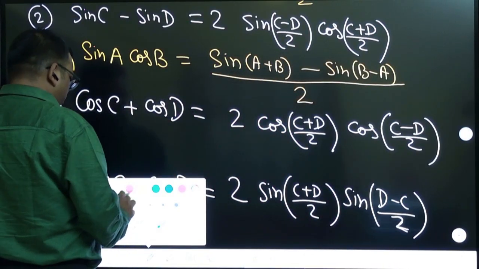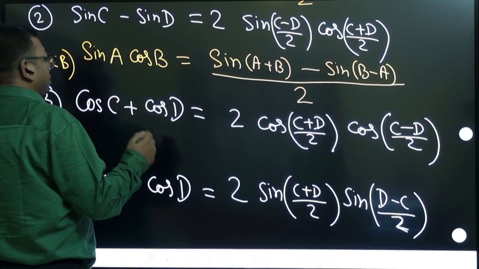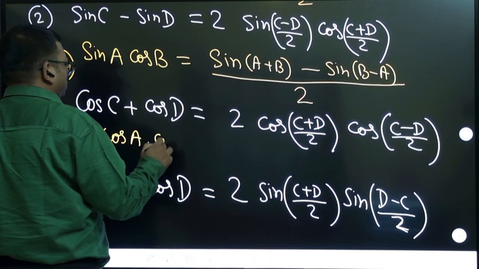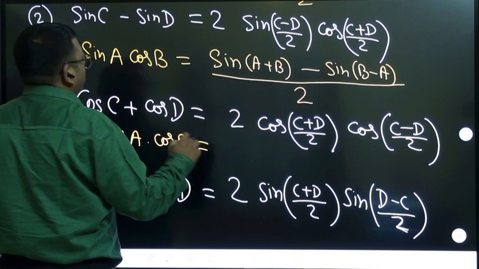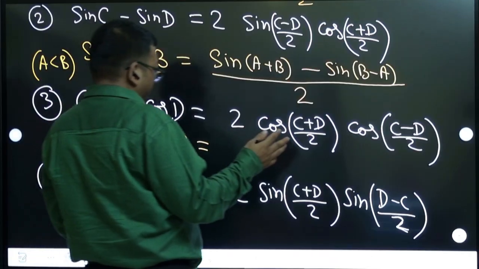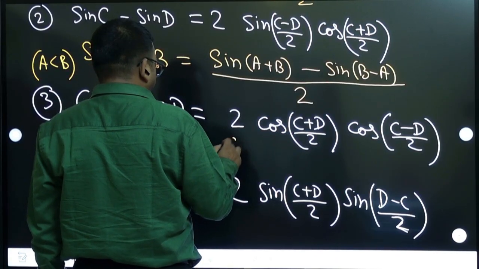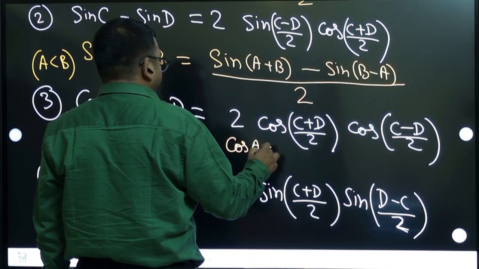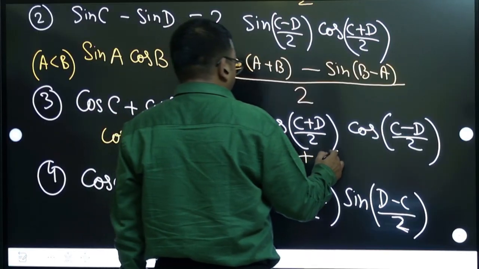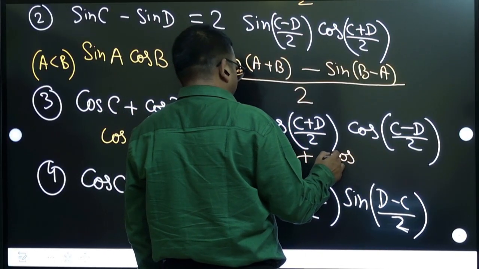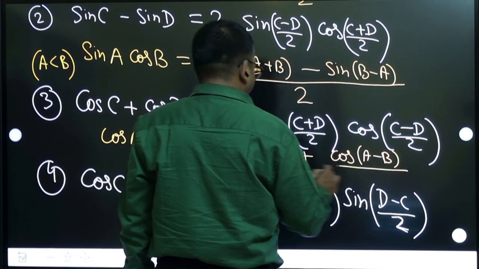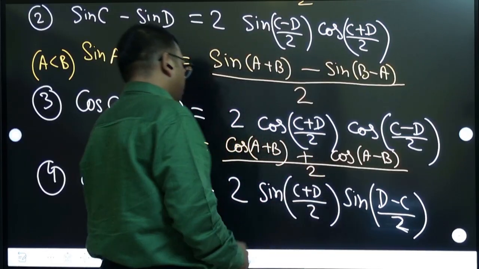Now if I have to write the corollary, for example, cos A into cos B can be written as, if I add them, cos A plus B, plus cos, if I subtract them, A minus B, whole divided by 2.